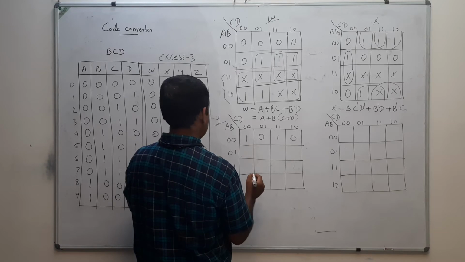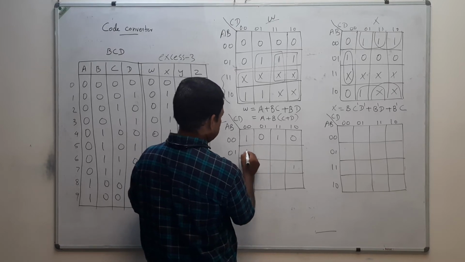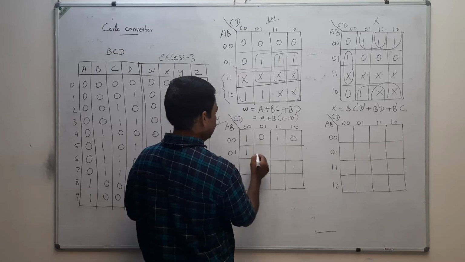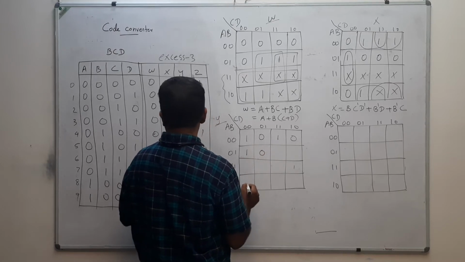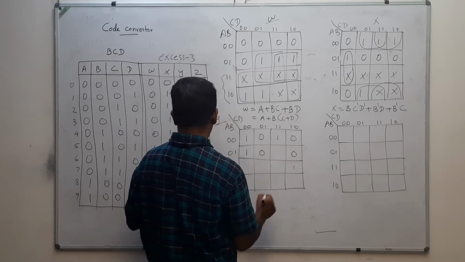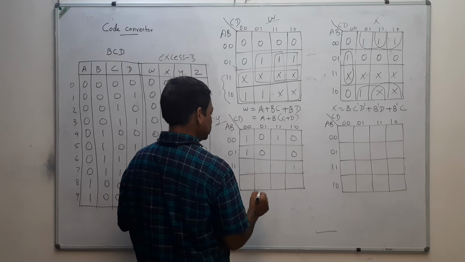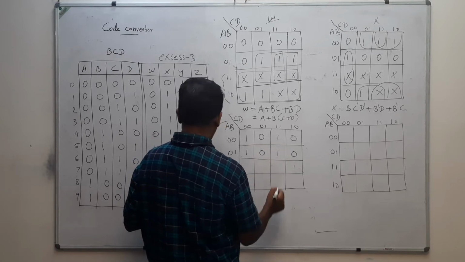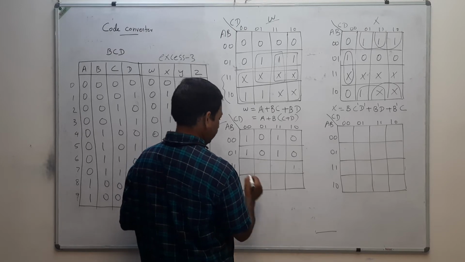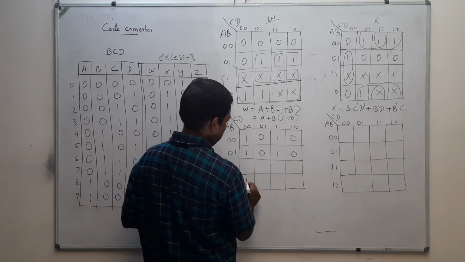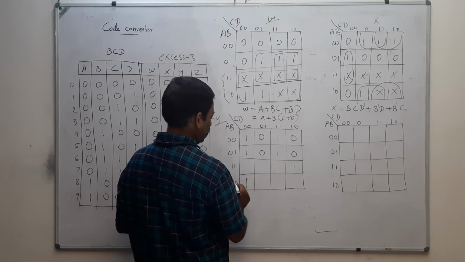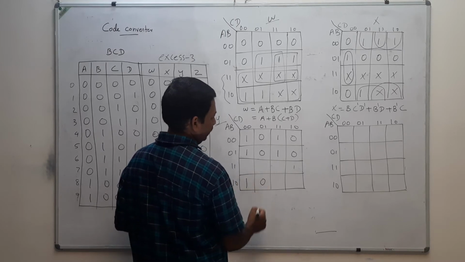Then 0, 1, 0, 0 is 1. 0, 1, 0, 1 is 0. 0, 1, 1, 0 is 0. 0, 1, 1, 1 is 1. 1, 0, 0, 0 is 1. 1, 0, 0, 1 is 0.